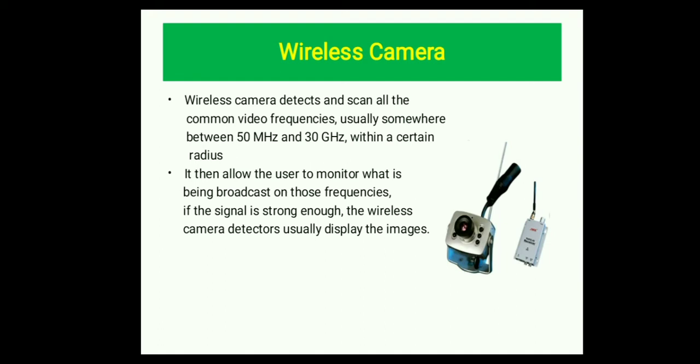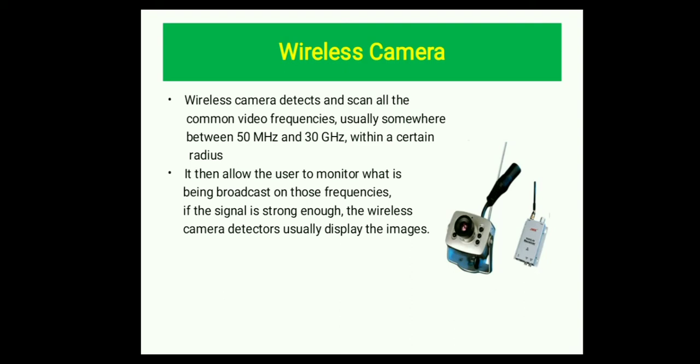Now the wireless camera detects and scans all the common video frequencies, usually somewhere between 50 megahertz and 30 gigahertz, I'm sorry, within a certain radius. It then allows the user to monitor what is being broadcasted on those frequencies. Now, if the signal is strong enough, the wireless camera detectors usually display the images.